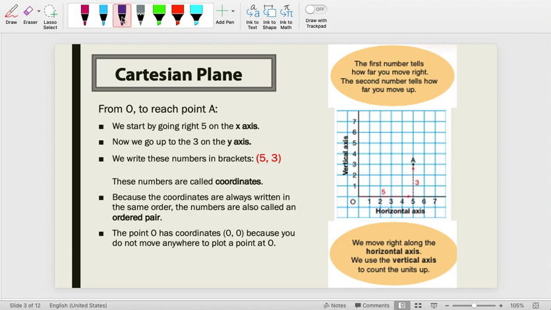So for this, we start off with these coordinates, 5 and 3. The first number, let's highlight in green, tells you how far to move right. The second number tells you how far to move up. Now if it was a negative number, it would tell you to move down, but we don't have to worry about that. So you start at 0, you move 5 to the right, 3 up, and this is where you plot your A. That is your coordinate. It is two numbers. It's called the ordered pair.